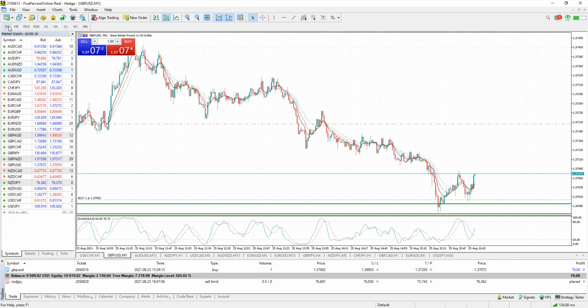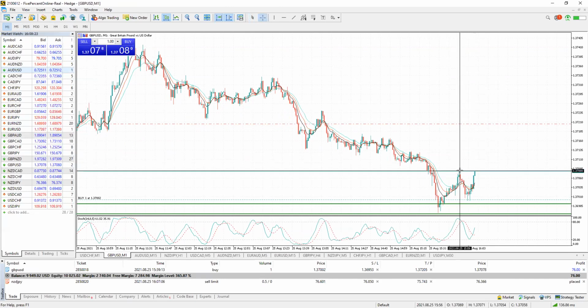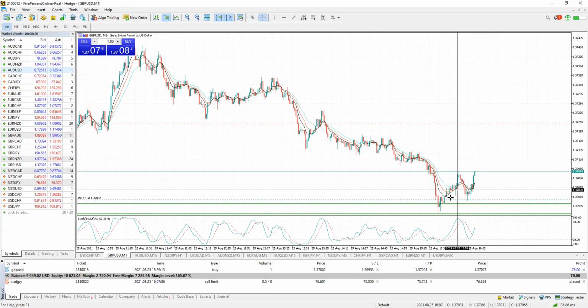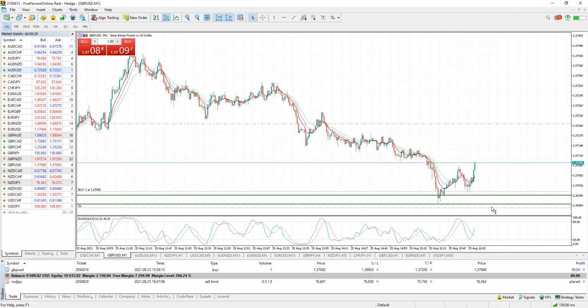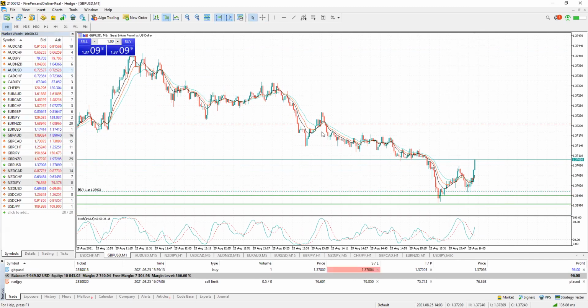GBPUSD going good so far actually. So we are probably making another high here. It was kind of a double bottom here, so I will move my stop loss to break even. Okay, then I'm already risk free on that trade.